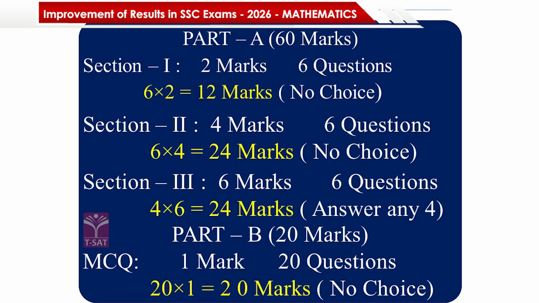And for part B, you have MCQ questions, multiple choice questions. Each question is 1 mark, and you will be given 20 questions. So the duration is 30 minutes for that. So you can see that the main paper is having 2.5 hours, and part B is for half an hour. So total duration of 3 hours for the exam.